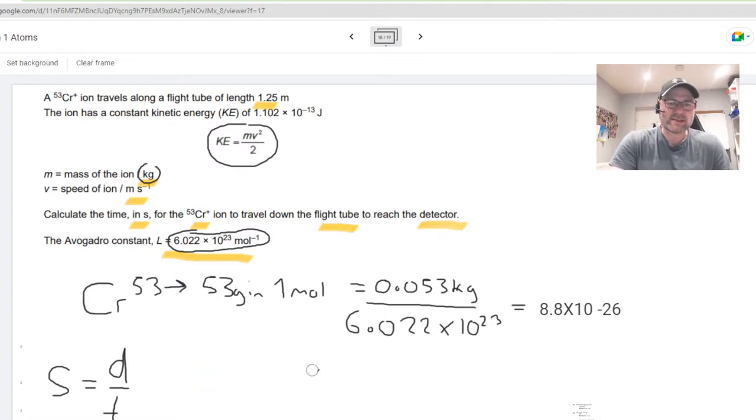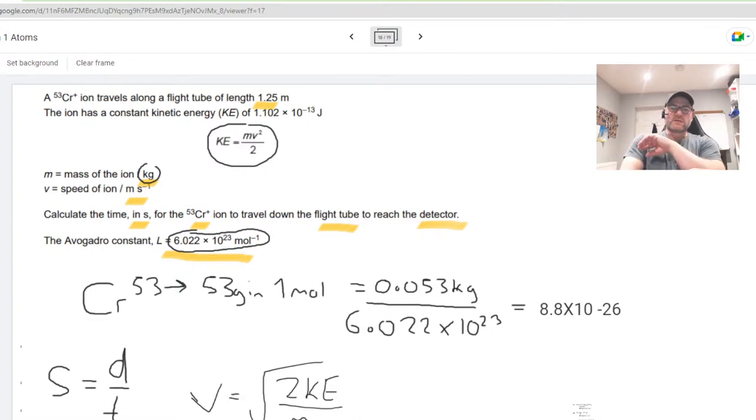We've got the mass. So you might remember from GCSE, if I want to find the velocity, we need to rearrange this. And if I rearrange it, velocity is going to be 2KE over the mass, square rooted. So that's going to be v if you rearrange it. So velocity is equal to the square root of 2 KE over the mass.